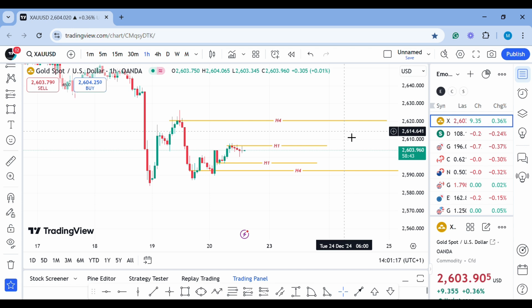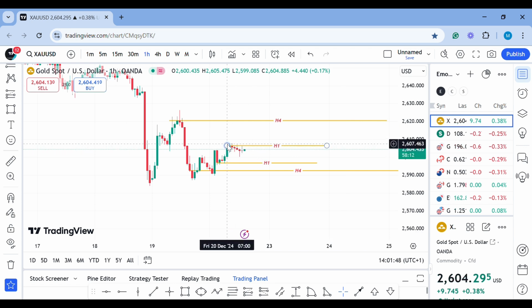So when we are doing top-down analysis, that's when we'll start from what? The weekly, the daily, the 4 hours, the 1 hour, 30 minutes, and then 15 minutes to look for entry. That's for a day trader. A scalper starts from 4 hours, 1 hour, 30 minutes, and then for a swing trader, I start from monthly, weekly, daily, and then execute on the 4 hour or H1.